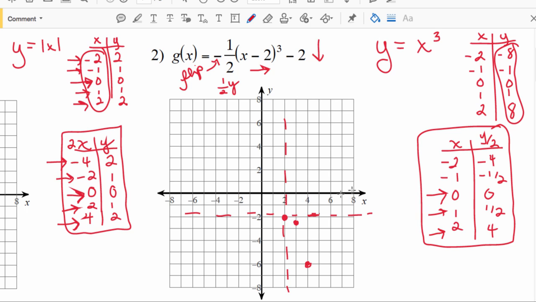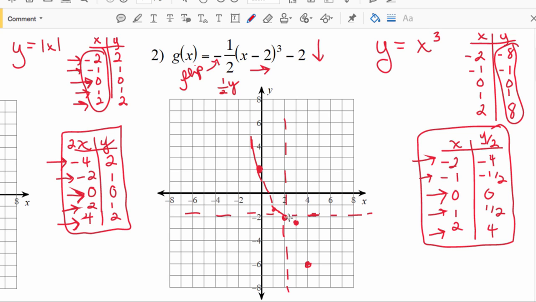Now we're going to go back 1, and then instead of down a half, because my graph's upside down, I'm going to go up a half. Back 1 and then up a half, and then back 2, and then up 1, 2, 3, 4. For that last one.